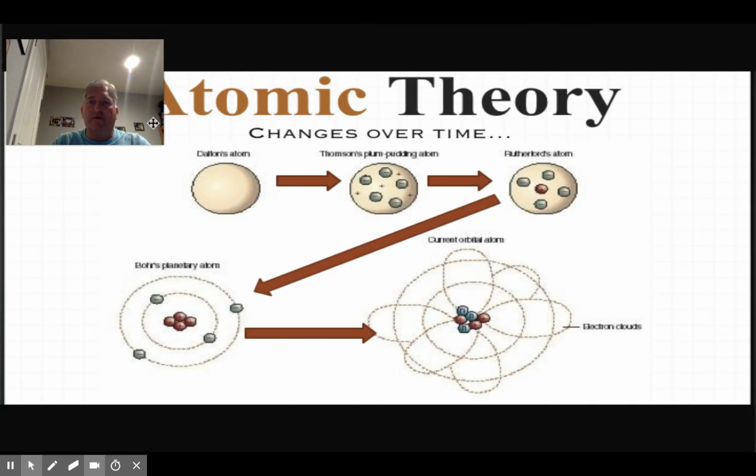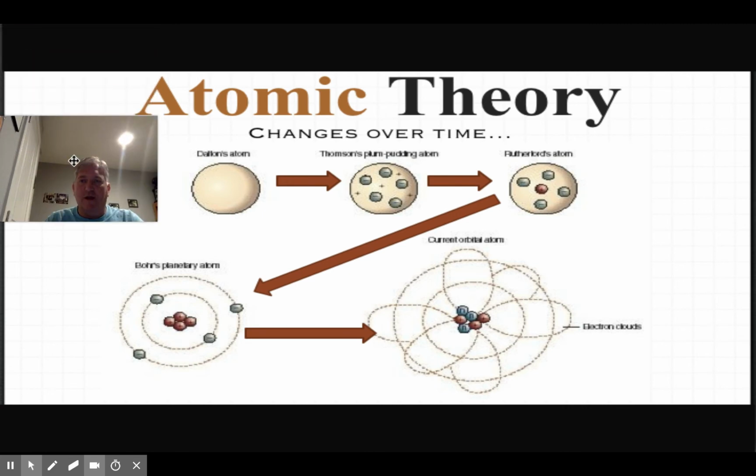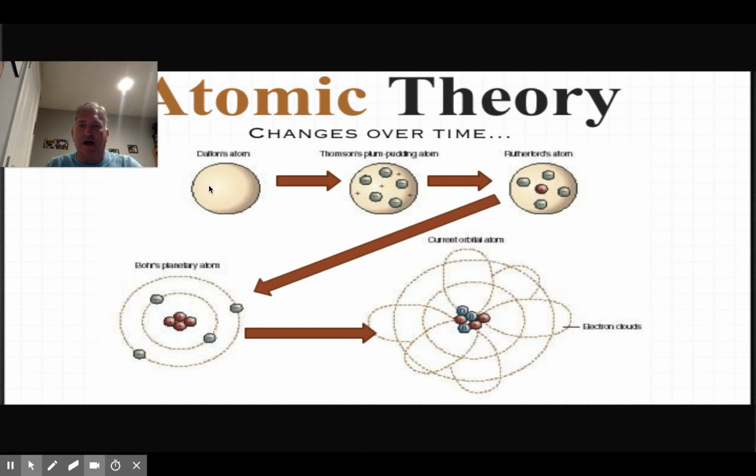So let's talk about atomic theory and how it has changed over time. We're going to start with Dalton's theory here and move all the way forward till we end up in today's with wave theory.